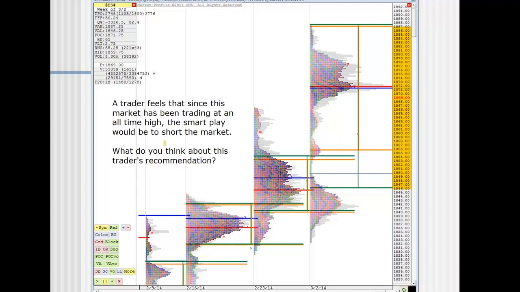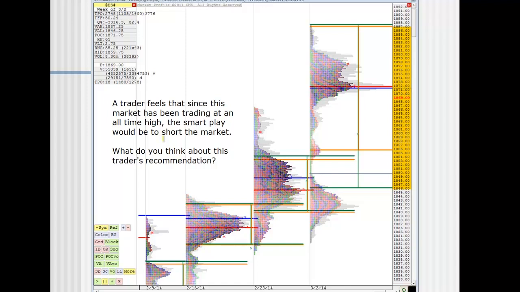A trader feels that since this market has been trading at an all-time high, the smart play would be to short the market. Now, I run into this all the time. Oh, that's gone way too high. It's much higher than it should be. The market is oversold. Who are we to tell the market whether it's oversold or not?